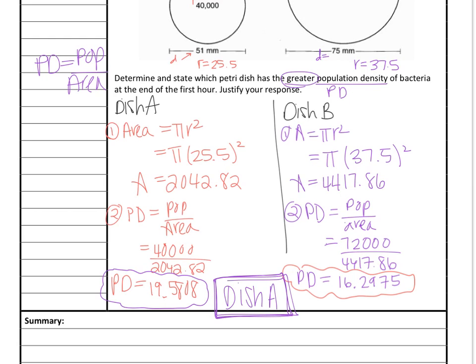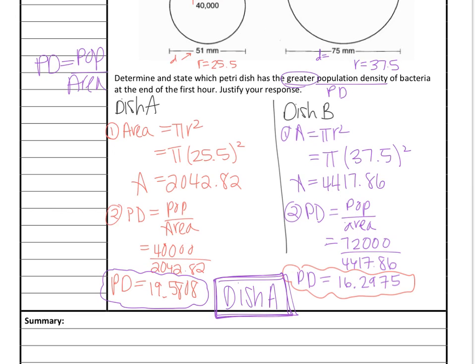Woohoo, more bacteria! All right, so you could say dish A has the greater population density, but you don't have to explain. If it did ask you to explain, all you would do is say that it has the greater population density because the value is higher. 19.58 is larger than 16.29. Okay, so this is all you need to know about density and population density as far as this lesson goes.